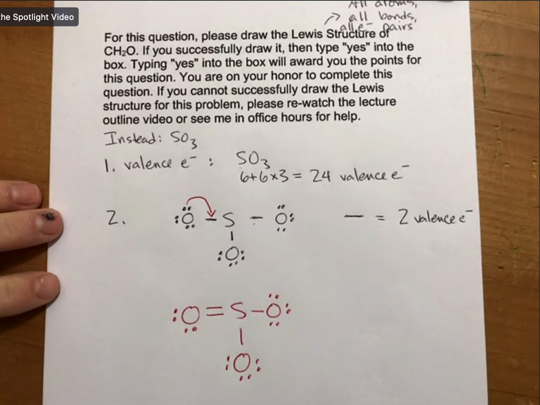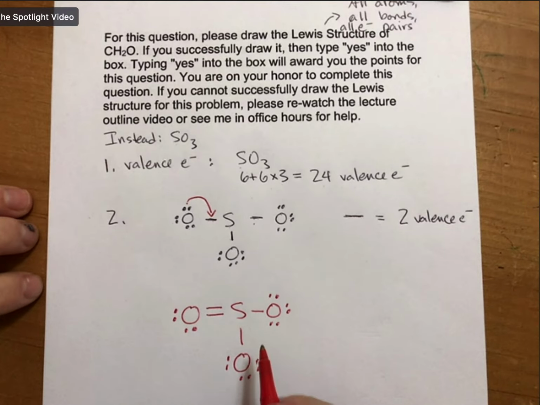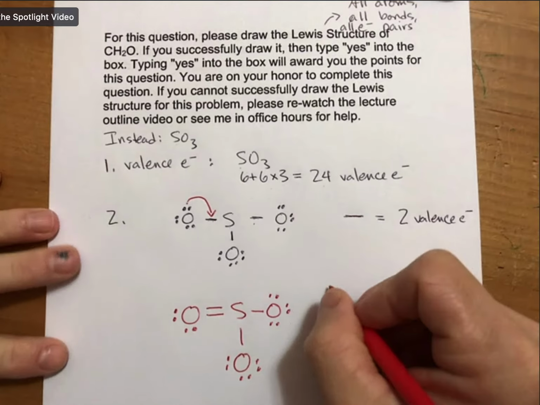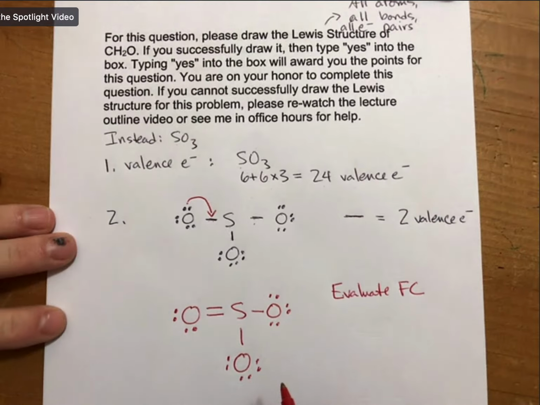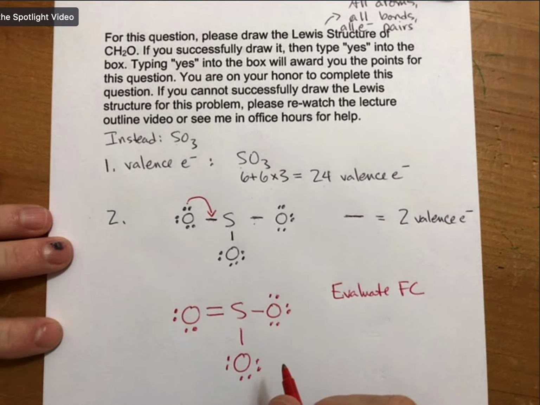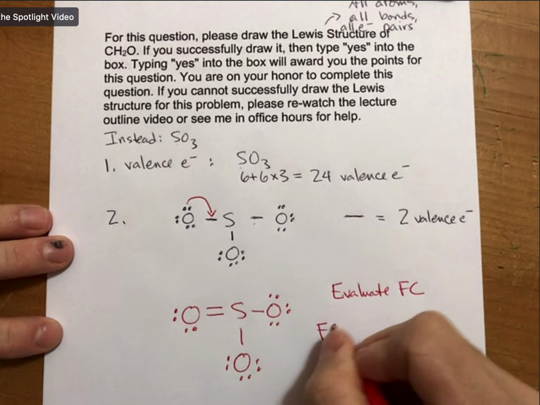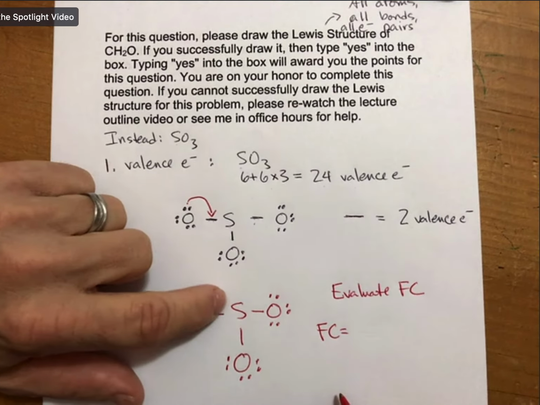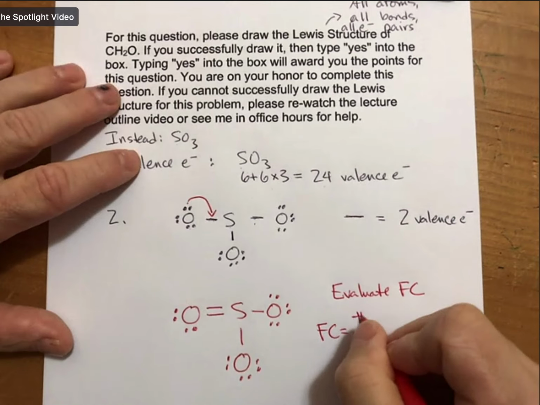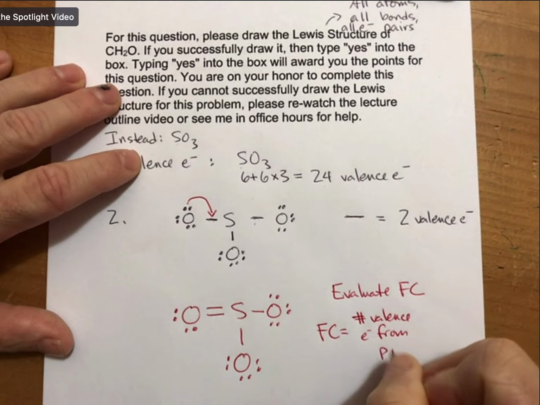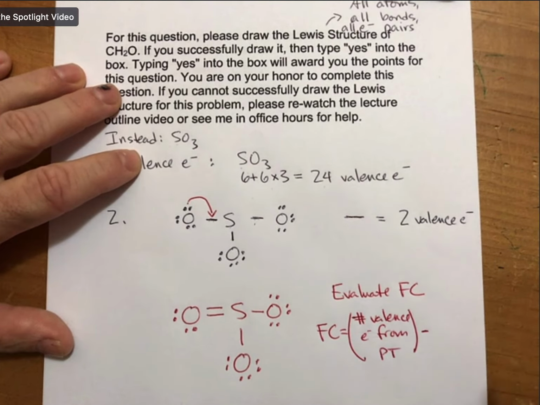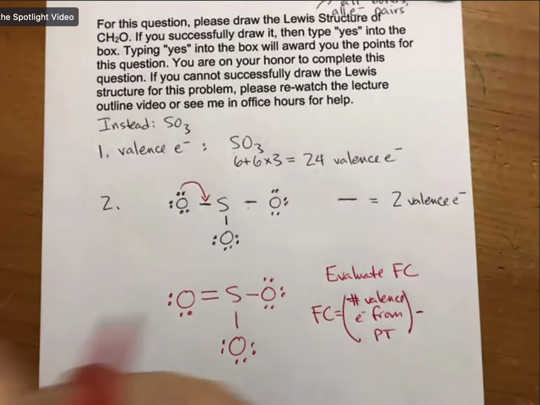Now, for every single Lewis structure that we will do, we will then evaluate formal charge. And we might as well start from our first example here. And this formal charge is going to be, the formula equals number of valence electrons from the periodic table minus, and I'm going to run out of space here. Hold on.